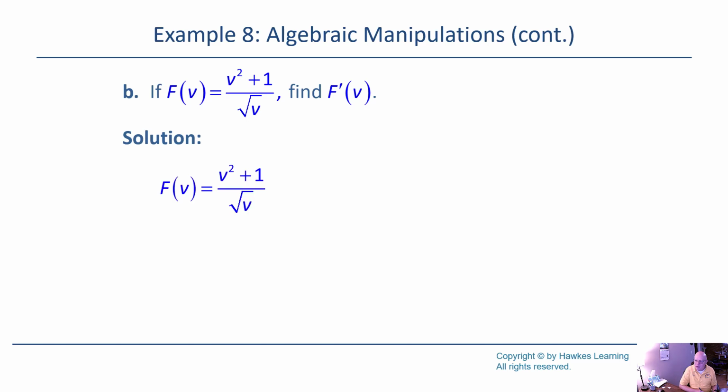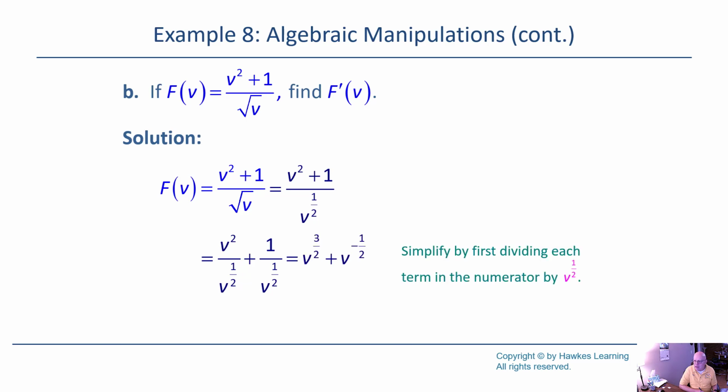So there's the original function. A bit of a rewrite. Another rewrite because that v to the 1/2 gets distributed as a divisor across the two terms in the numerator. Take those individually. What do you get? V to the 3/2 plus v to the negative 1/2. Now it's time to take the derivative.